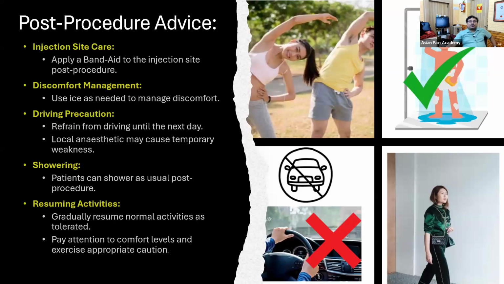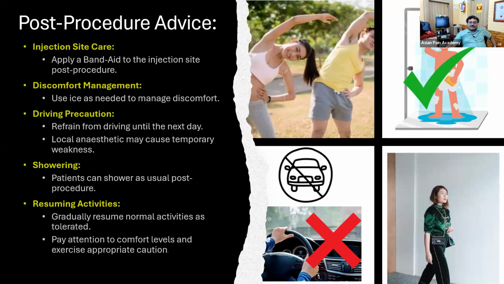Now coming to the post-procedure advice. What are you going to say to the patient? First, injection site care. No major injury is there, only a small puncture. So usually we put a band-aid there and ask the patient after going back home to just remove it, and usually there is a blood clot and this doesn't cause infection or anything else. Then there may be soreness in the back and sometimes pain, so we advise ice or an ice pack to manage this discomfort.